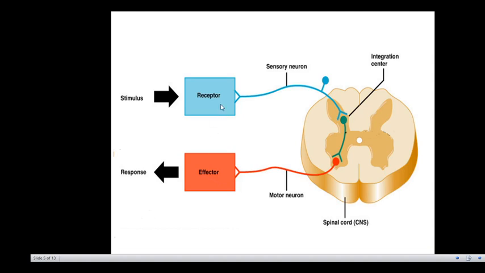So repeat, receptor. First is the stimulus, receptor, sensory neuron, center, motor neuron, effector. We get the response. That is the components of reflex arc.